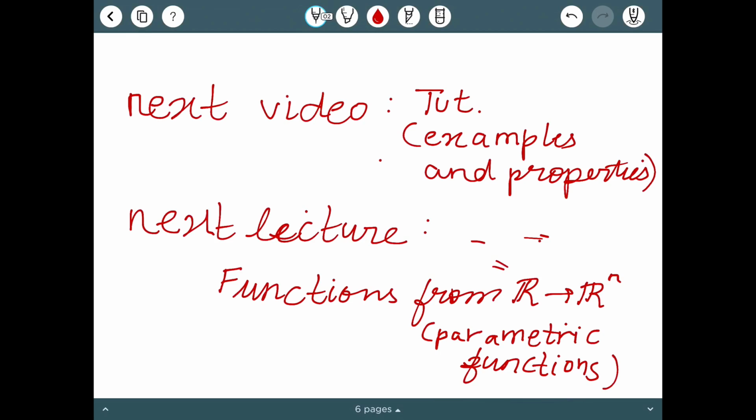Okay, so that's it for this video. In the next video that I'll post probably this week, I'll provide a tutorial which will have examples and some properties related to the notations that we learned today. And in the next lecture that I'll post next week, I'll give a lecture on functions that go from the set of R to the set of Rn.